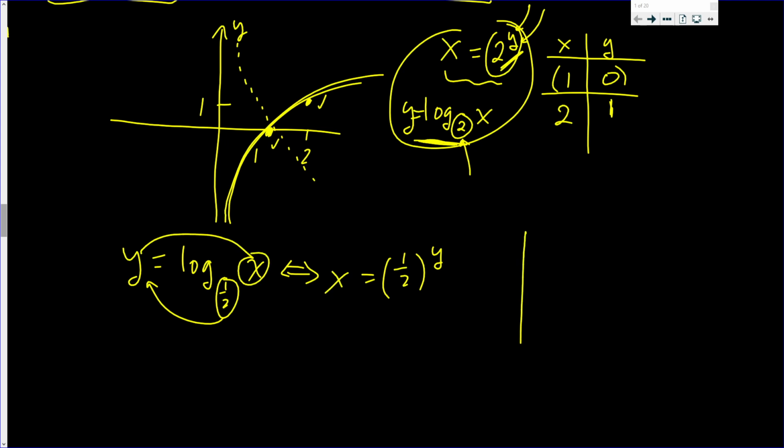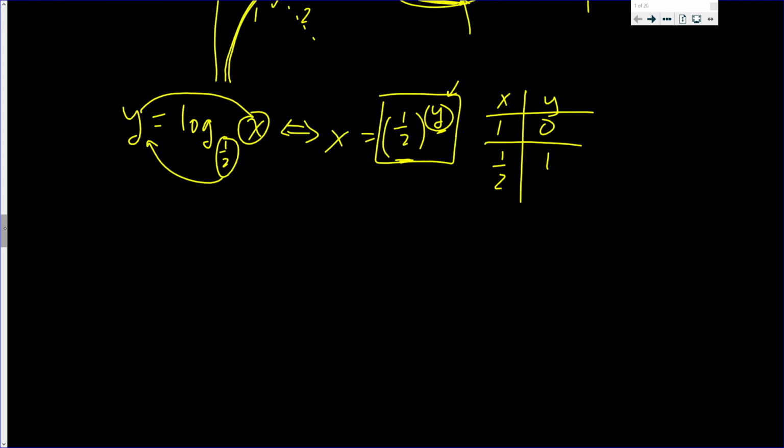Once again, 2 points. Let the power be 0. That means y must be 0. And let the power be 1. That's when y is 1. Well, when y is 0, you get 1/2 to the 0 is 1. So x is 1. Because x is equal to whatever that equals. When y is 1, you have 1/2 to the 1, which is 1/2. So x is 1/2. With those 2 points, I can graph this.